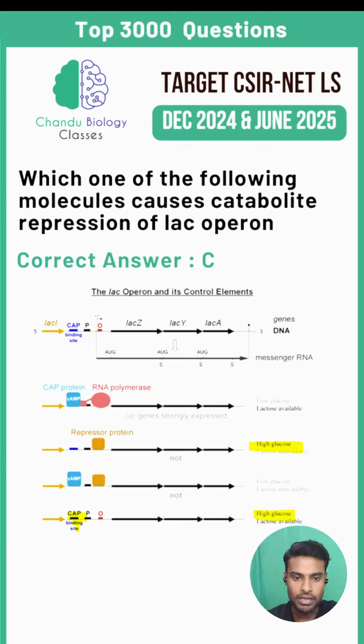When glucose is available, the low cAMP levels prevent the CRP-cAMP complex from forming, thereby repressing the lac operon and reducing the expression of genes necessary for lactose metabolism.